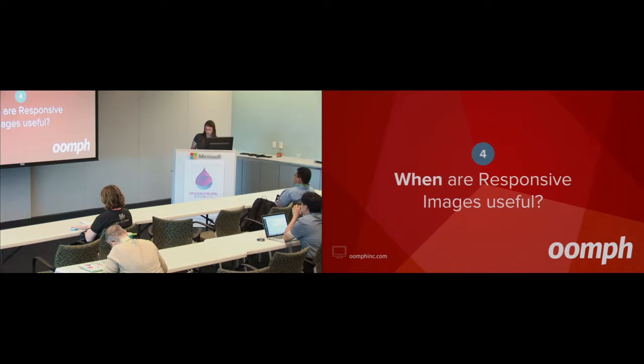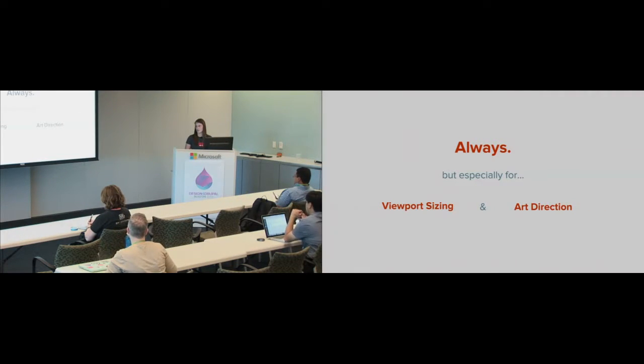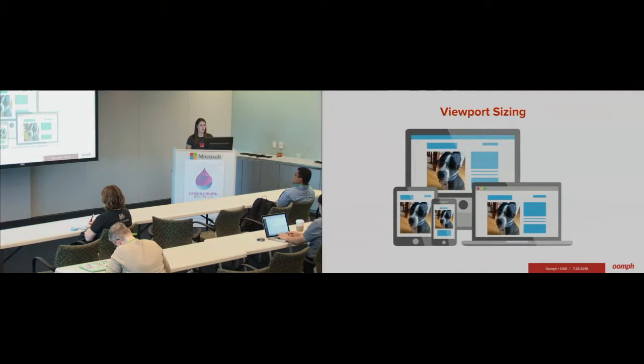When are responsive images useful? Always. But especially for viewport sizing and art direction. And I'm going to go into those a little bit more, but those are the two ways that you're going to go about responsive images in Drupal 8. Viewport sizing, in its basic, just means serving up basically the same image, but you want that 2400 pixel one on a huge screen, and you want a 300 pixel one on mobile. It's just putting in those sizes and saying, at this breakpoint, I want this image. I don't need something huge here, but I do here.